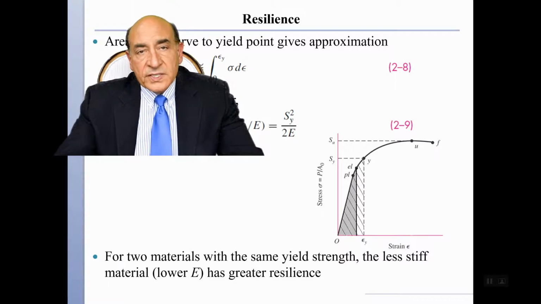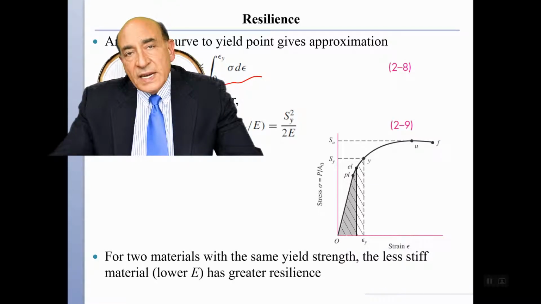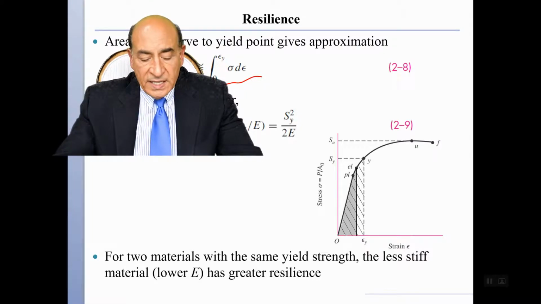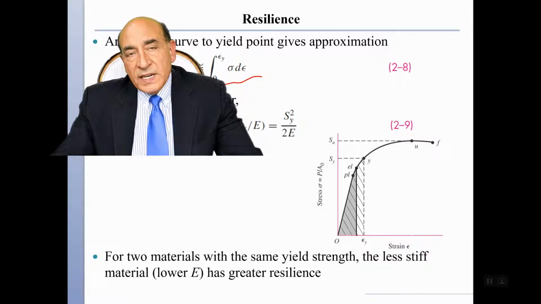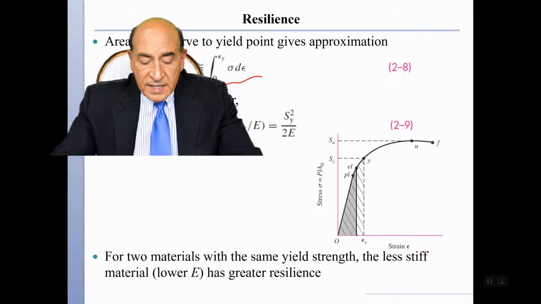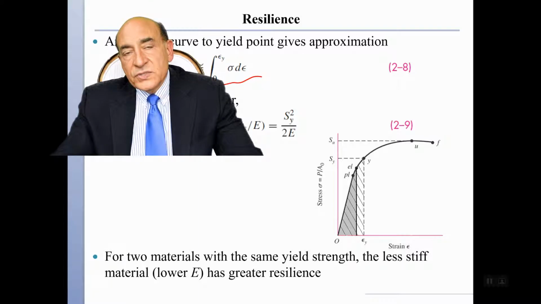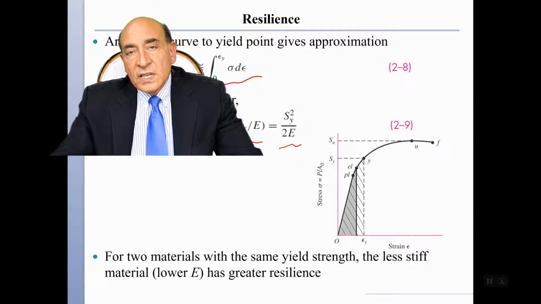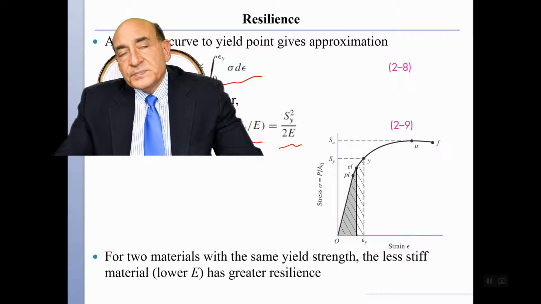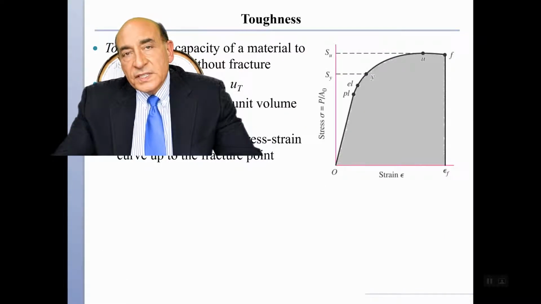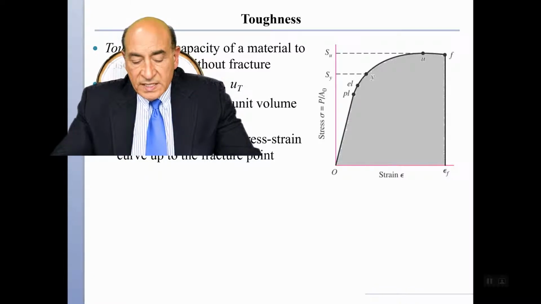Here is a summary. The accurate way to calculate is by an integral from 0 to epsilon yield, and the integral can be replaced by the area of the triangle, and for the area of the triangle I use the linear relationship to eliminate the epsilon yield because we don't need it, in lieu of the yield strength of the material, S yield.